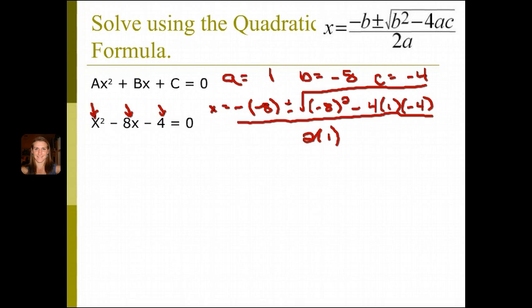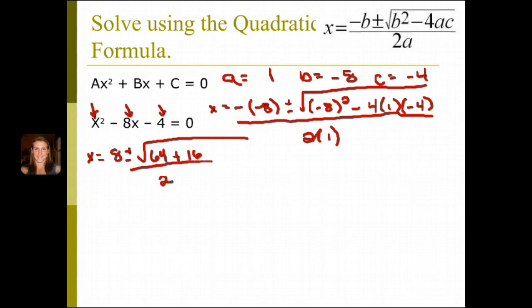So let's rewrite this in a little bit more simplified form. A negative times a negative 8 gives us positive 8 plus or minus the square root of negative 8 squared, which is 64, minus 4 times 1 times negative 4, which gives us a positive 16, all over 2, because 2 times 1 is just 2.